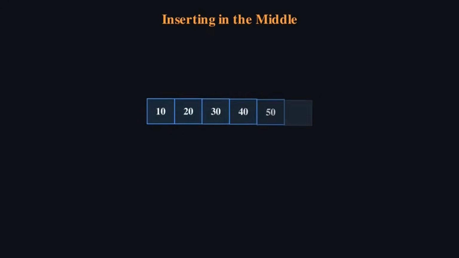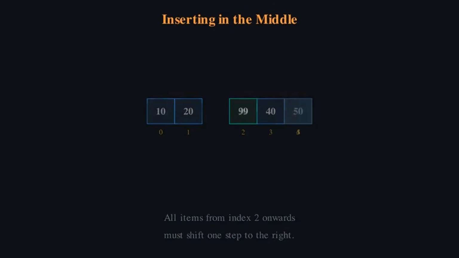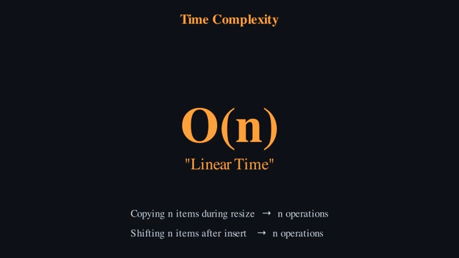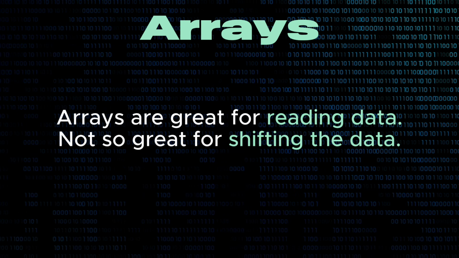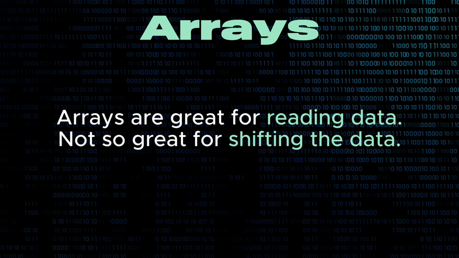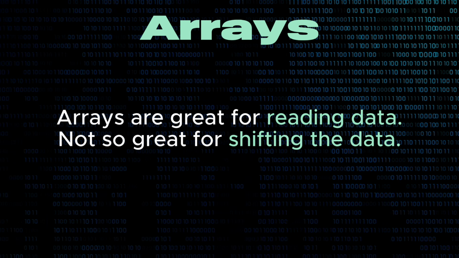Secondly, inserting or deleting in the middle of the array is slow, because every subsequent item in the array needs to shift one step to the right. The time it takes to do this is known as O of n, or linear time. Basically, arrays are great when you mostly just need to read the data, but it's painfully slow when you're constantly adding and removing things, which is exactly what our next data structure was born to solve.